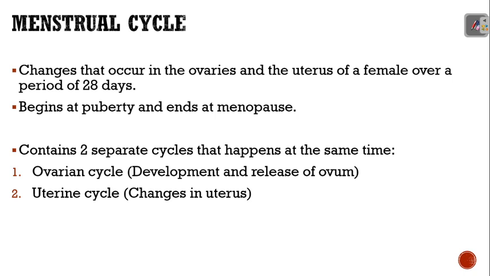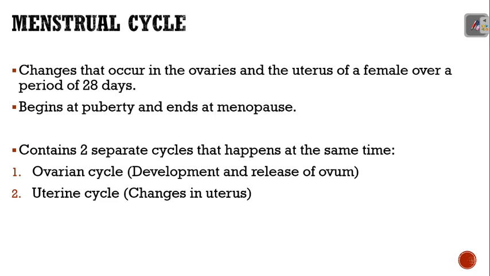When you hit puberty, we've discussed puberty in our previous lessons. If you do not know what puberty is, visit one of my lessons on puberty. And it ends at menopause. So basically, when you stop producing your ovum. Great. Now, it contains two separate cycles, but these happen simultaneously.